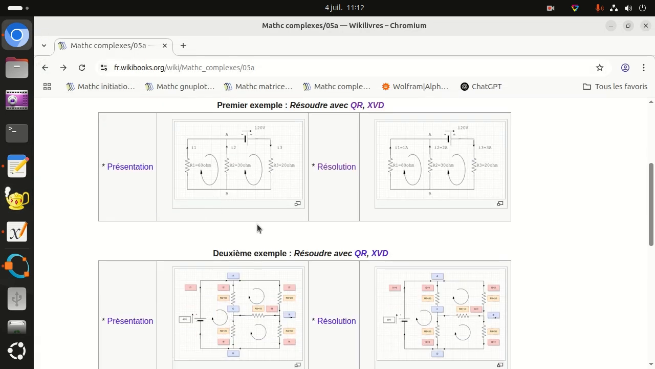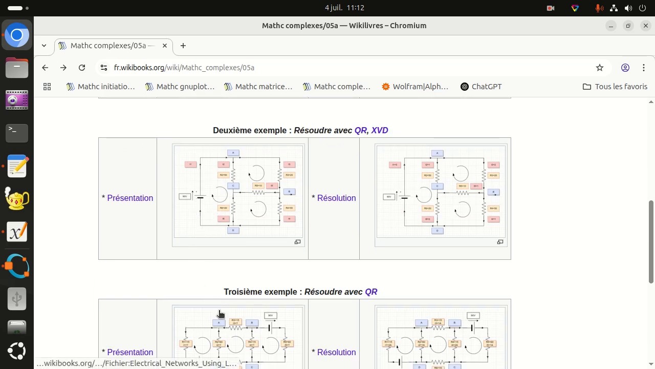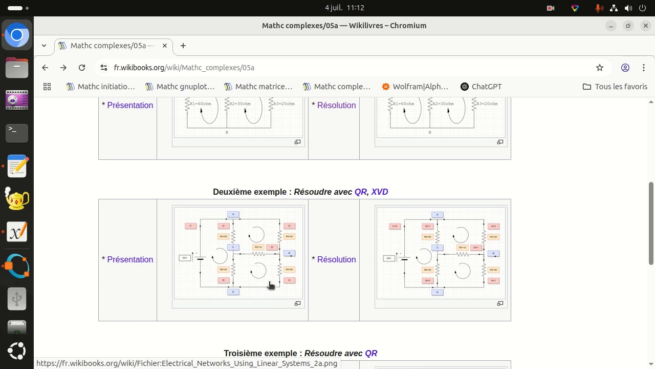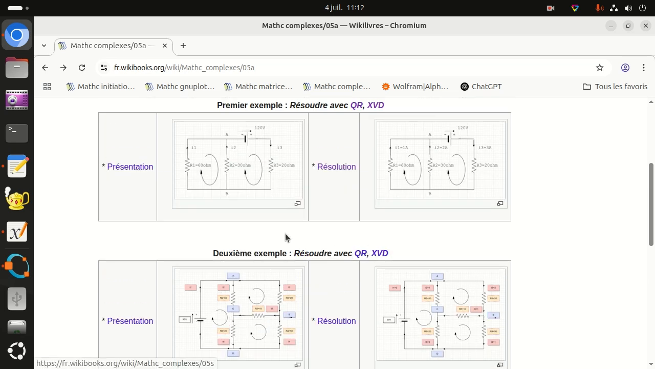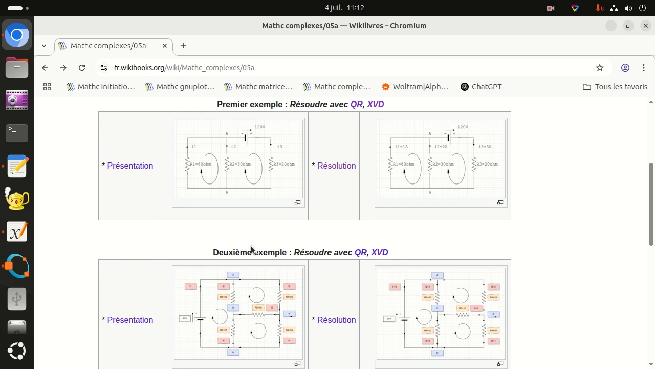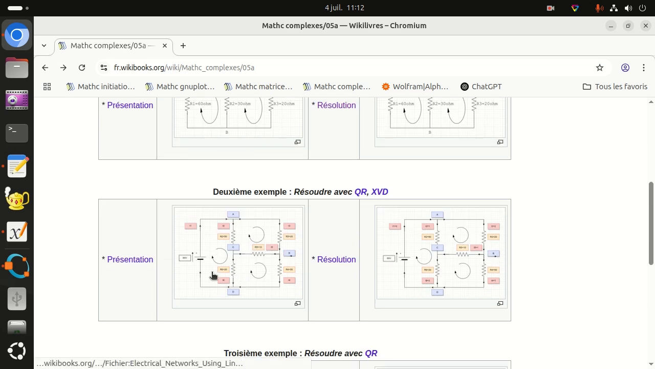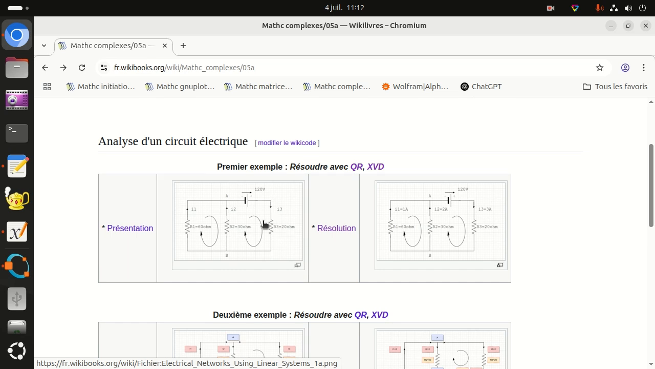Alors, I am not able to make the third example because it is too difficult for me, but perhaps you can do this example by yourself with the example of the first example. You have Gauss-Jordan to resolve this system, you have the QR factorization to resolve this system, and you have the singular value decomposition to resolve this system. Thank you.